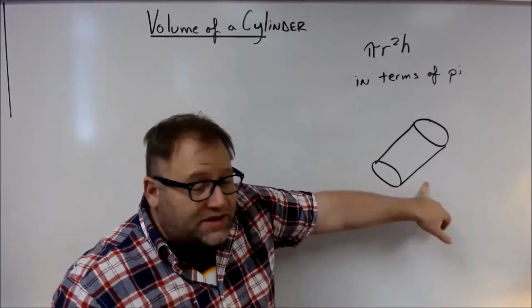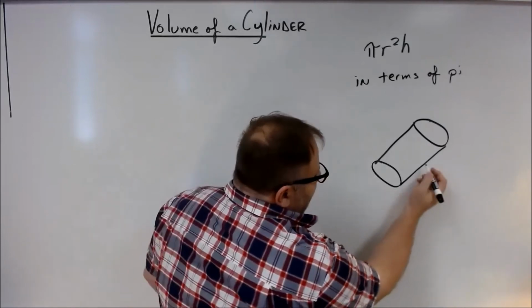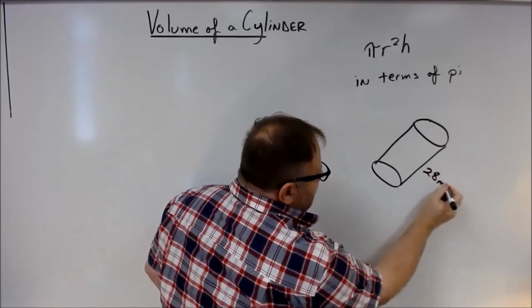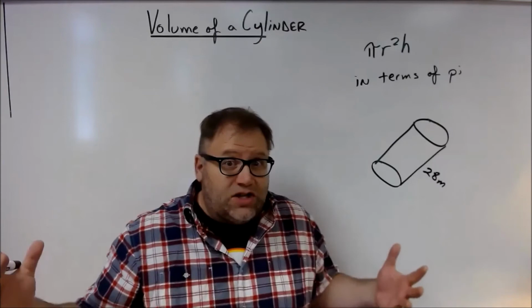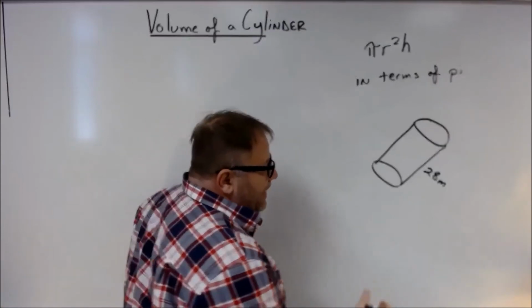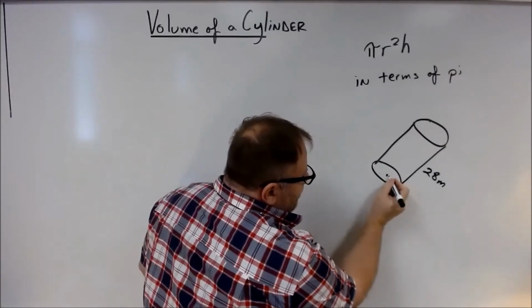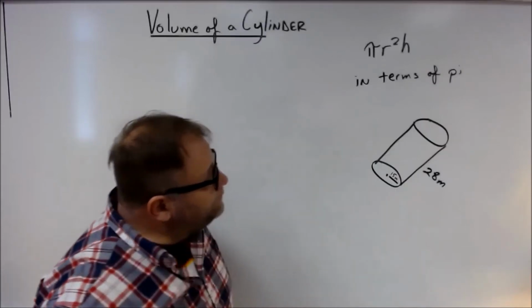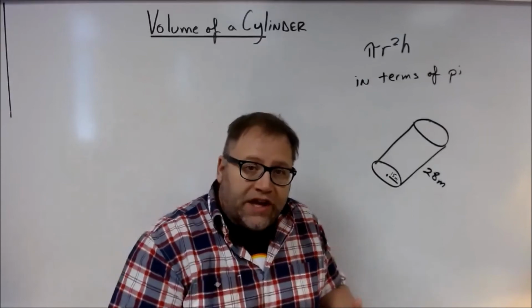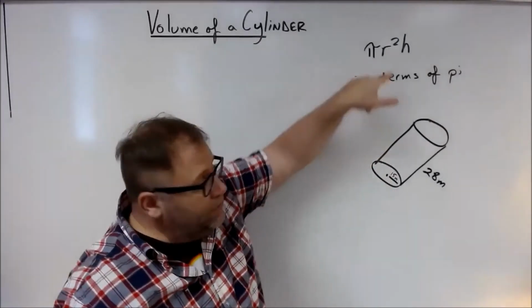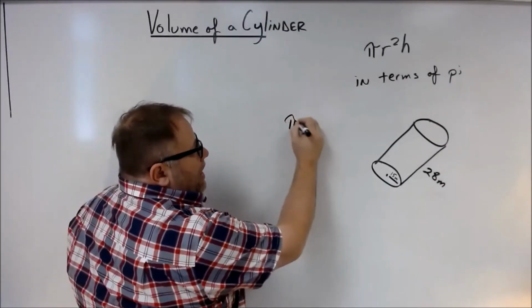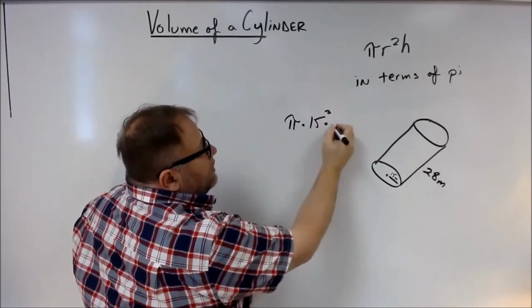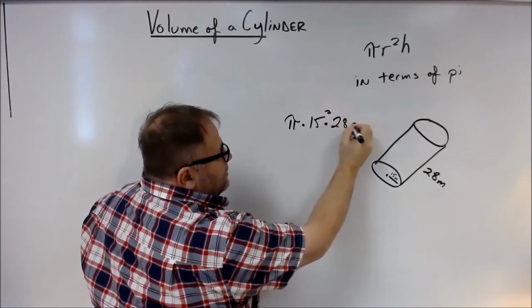So in this, I've got my cylinder here. I'm going to have a distance between the bases or a height of 28 meters. It's a giant, it's huge. It's like a smokestack. And then a radius here of 15 meters. And then when we do the calculation, we're going to use the same formula again. And that is pi times 15 squared times 28.